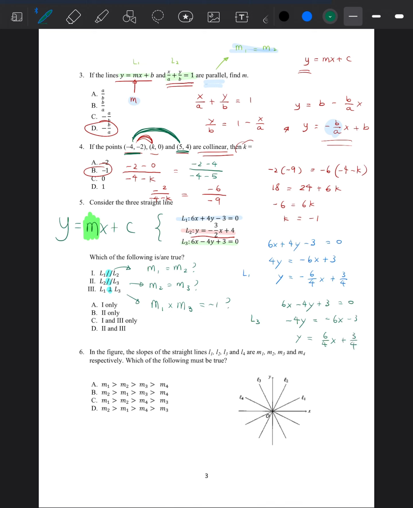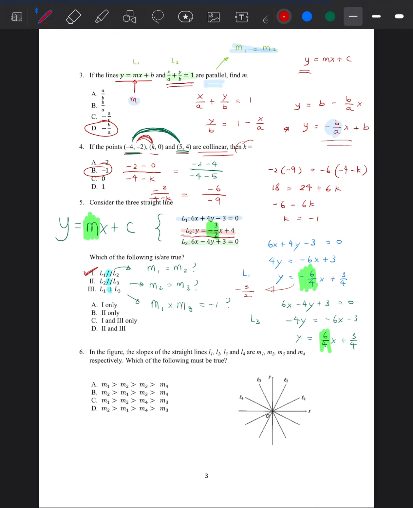So now just look at the gradient. Here, this is the gradient for each of the lines. So let's look at it quickly. Is M1 equal to M2? We have negative 3 over 2 for L2. And this one, you can simplify it to negative 3 over 2 as well, 6 over 4. Therefore, this one is correct because they are equal.